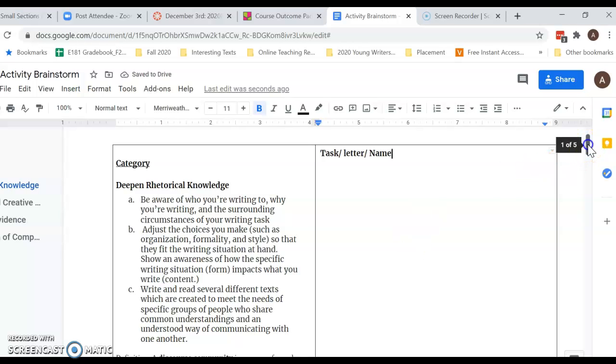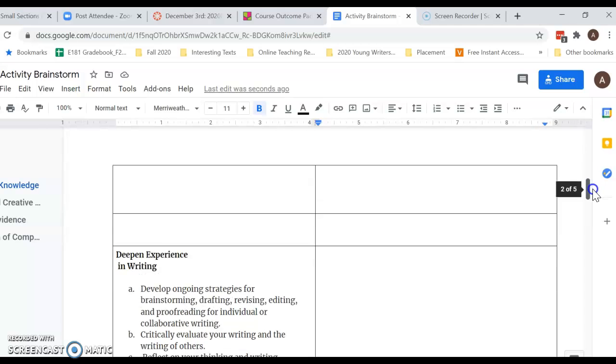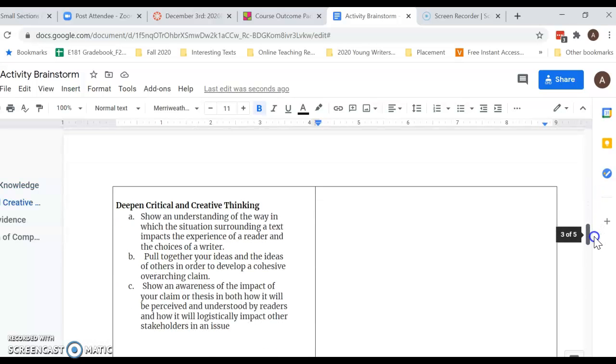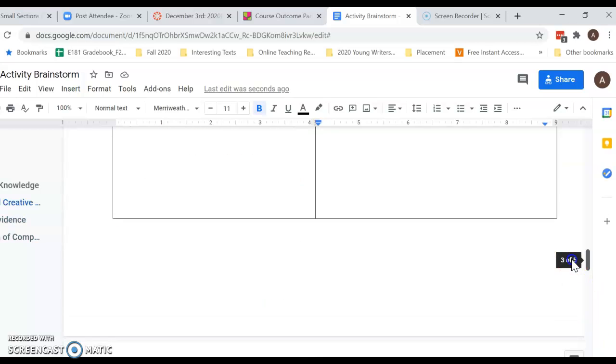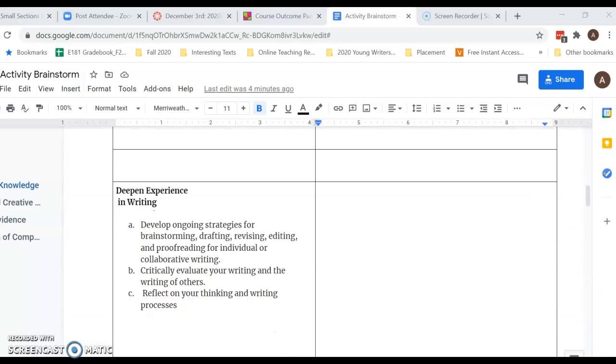So each person should try to come up with one task for each of these categories. And this should allow us to really bounce some ideas off of one another.